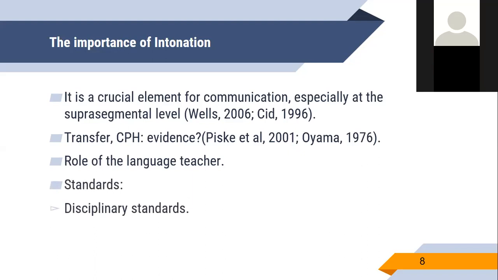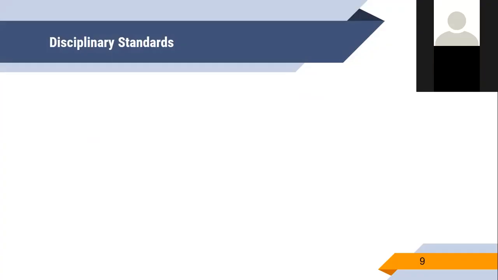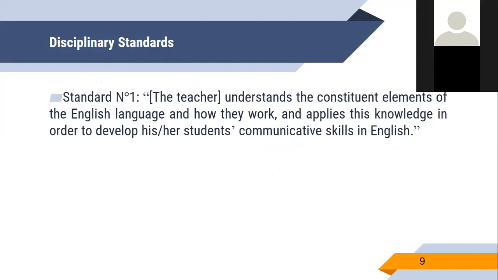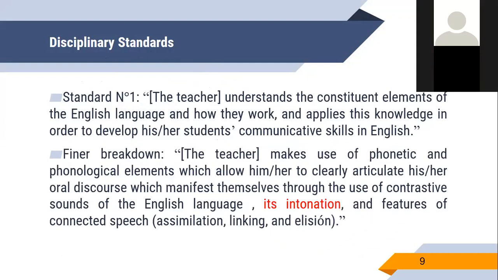I guess all of us are aware that we have disciplinary standards, which came out a few years ago. And I would like to have a look at some of those standards. Let's have a look at standard number one. Standard number one says that the teacher understands the constituent components of the English language, and is also able to explain how these work. Now, a finer breakdown of this standard makes reference to the different components of pronunciation. And one of them is intonation, which you can see there in red.